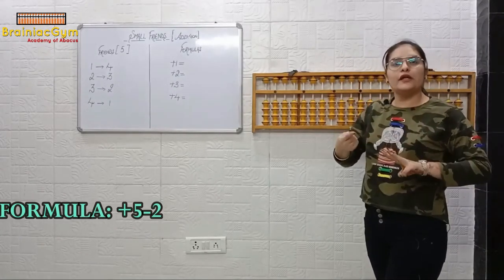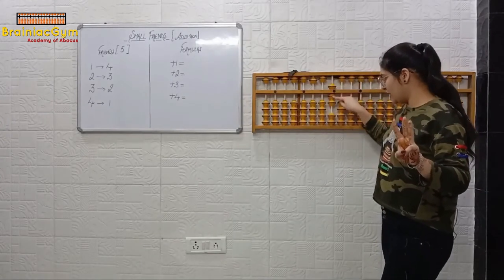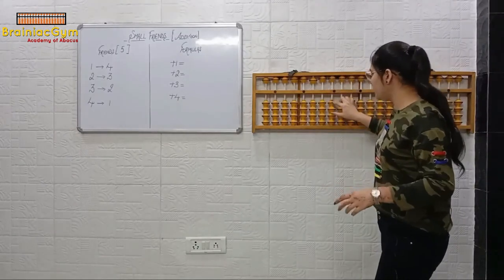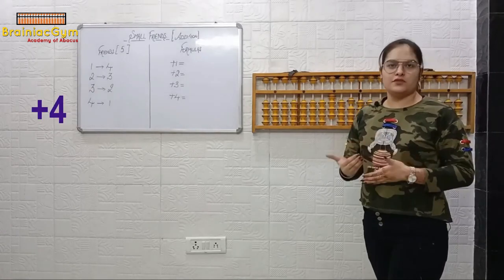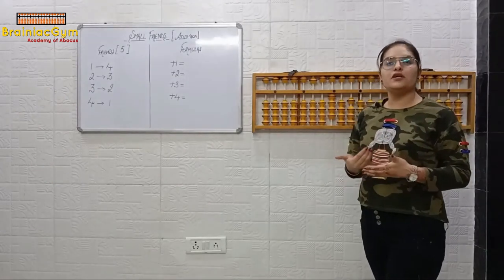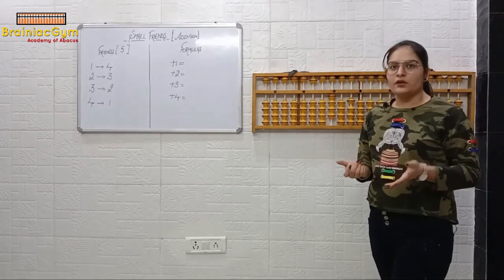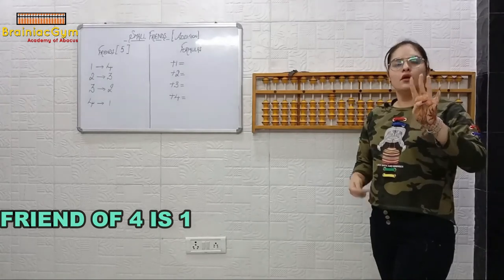पहले formula orally बोलना है, right? Plus 5 minus 2. Answer 7. Let's take one more example. Now we have 4. Again we have to do plus 4. So formula for plus 4 will be. सबसे पहले किसका friend देखेंगे? 4 का, क्योंकि हमें plus 4 करना है. So friend of 4 is 1.